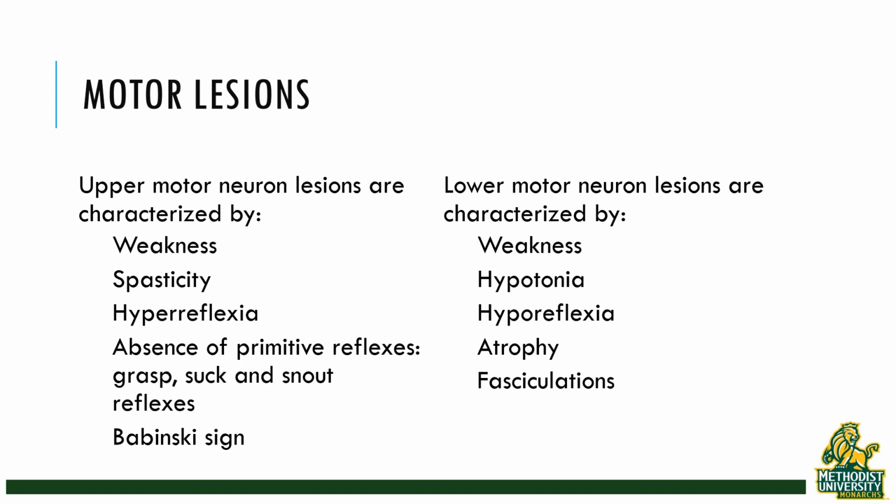upgoing big toe. People with lower motor neuron injuries also have weakness, but instead of being spastic, they'll be hypotonic, they'll be floppy. And instead of having hyperactive reflexes, they'll have hyporeflexia. Their muscles will atrophy, and you may see the fasciculations we talked about, just individual little muscle groups, randomly kind of bag of worms squiggling in a muscle.